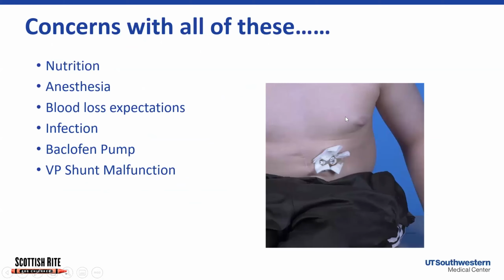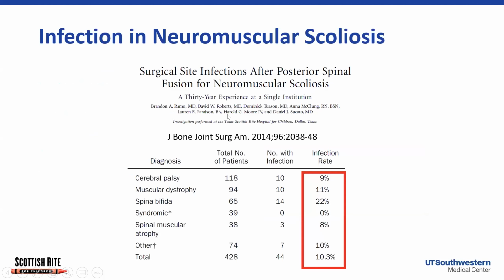So it's important. Well, nutrition, again, you have to assess that. Get your colleagues involved, GI colleagues, your anesthesia colleagues. Blood loss expectations is really important. Infection, baclofen pump, really understand baclofen pump, whether they have one, what you're going to plan to do at the time of surgery, and then looking at VP shunt and any malfunction.